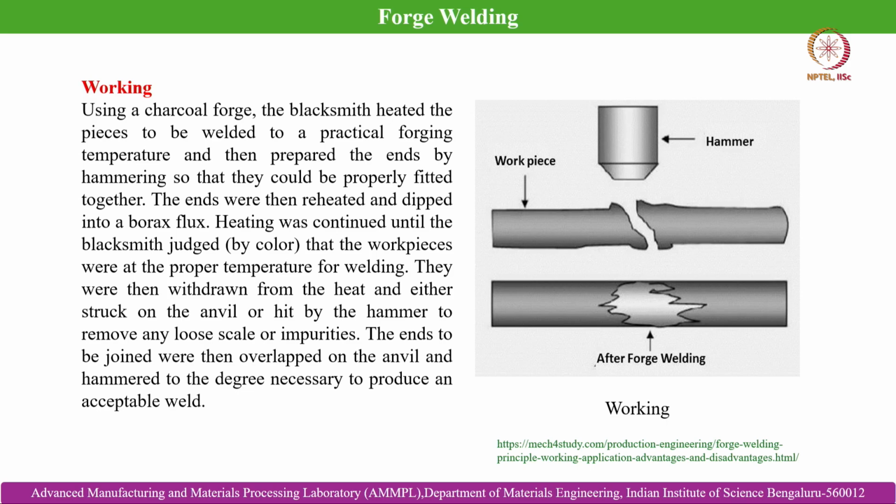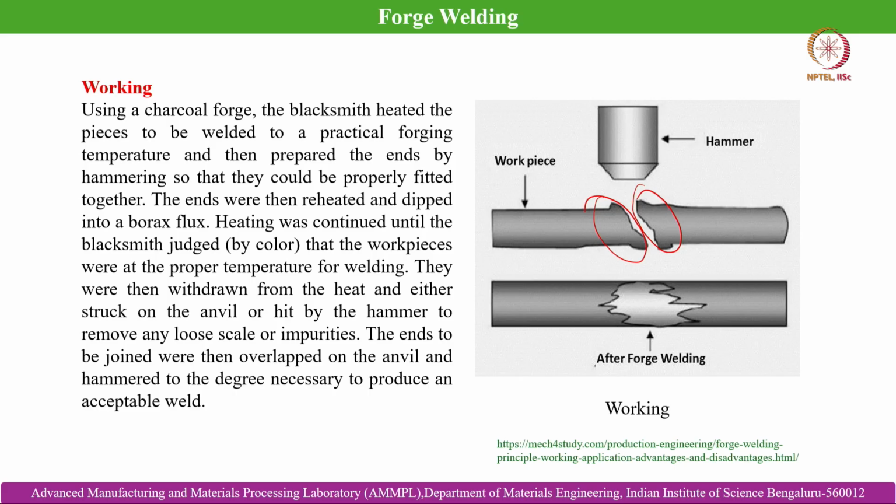So now moving ahead, we reach forge welding. This is a typical example of a solid state welding technique, and forge welding is one of the primitive and basic solid state welding techniques. In this case, a charcoal forge is used to heat up the workpiece material at the adjoining faying surfaces. These are called faying surfaces of these two adjoining cylindrical metal rods.